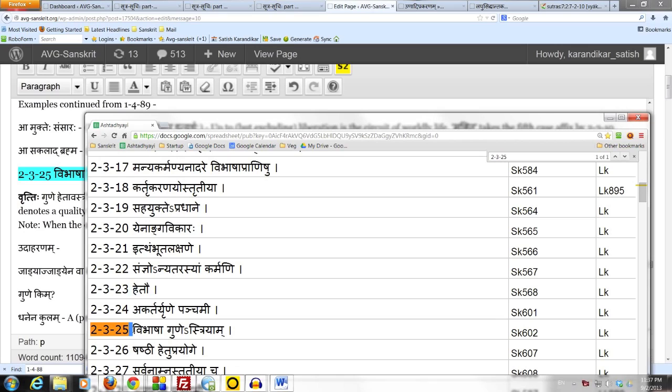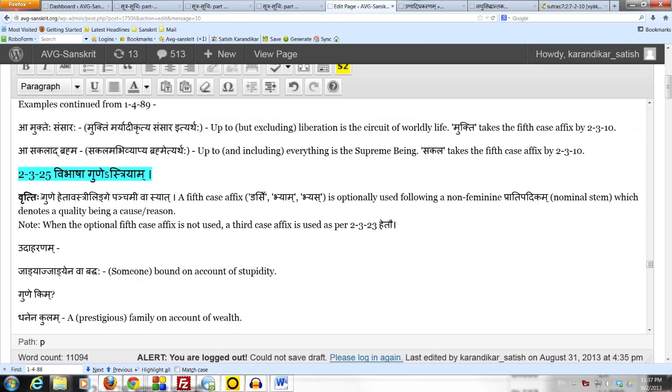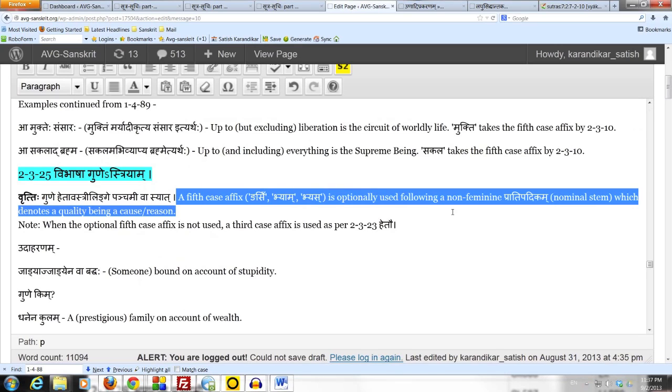Sutram here is 2.3.25, which says Vibhasha Gune Striyam. Padachchhedaha is Vibhasha Gune Astriyam. Vritti says Gune Hetavastrilinge Panchami Vasyat. Meaning a fifth case affix is optionally used following a non-feminine pratipadikam.